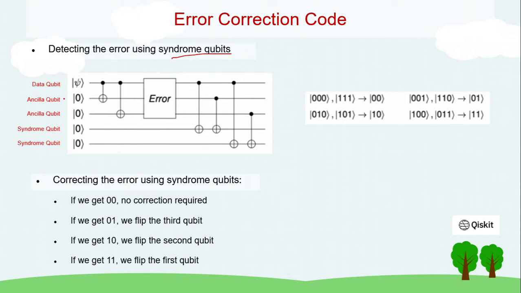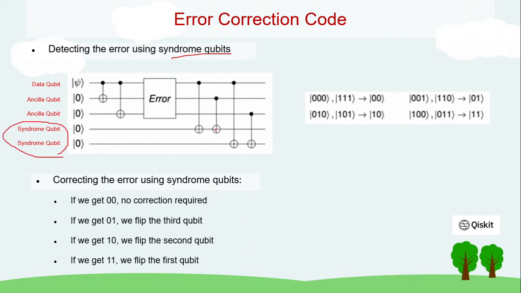So we will add 2 ancilla qubits in the same state as the qubit which we are interested in. If it is 0, all will be 0. If it is 1, all will become 1 because of these 2 NOT gates. Correct? So let us say we start with 0 and then it passes through some error. Then we'll be able to detect it. How do we detect this? By using 2 syndrome qubits.